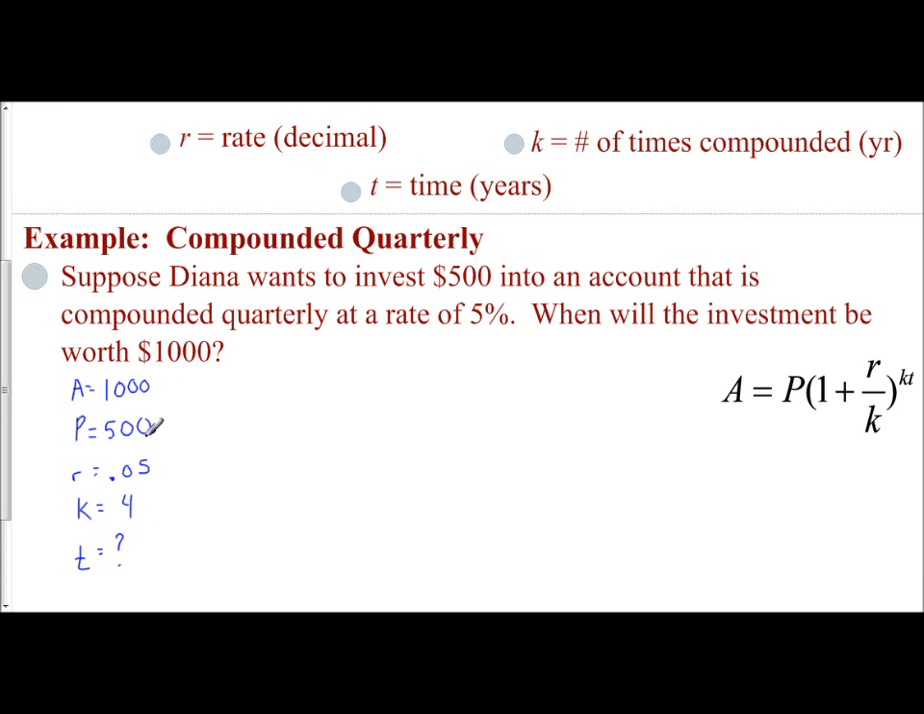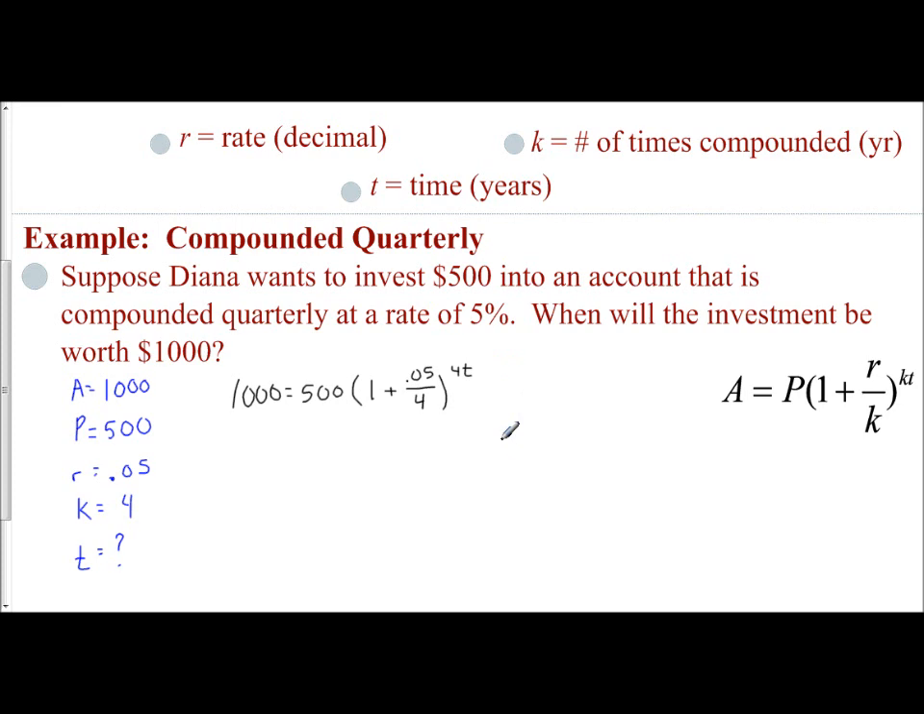So now that I have all my values, I'm going to plug them into the formula. A equals, so 1,000, equals my principal, which is 500, times the quantity, 1 plus our rate, which is 0.05, over K, which is 4, to the KT power, so 4 times T power.